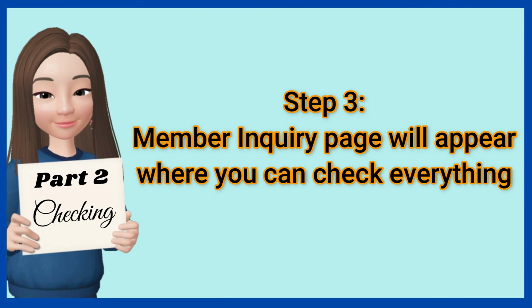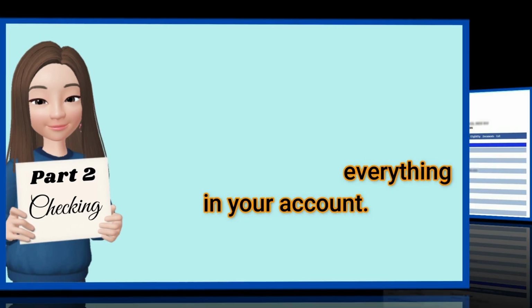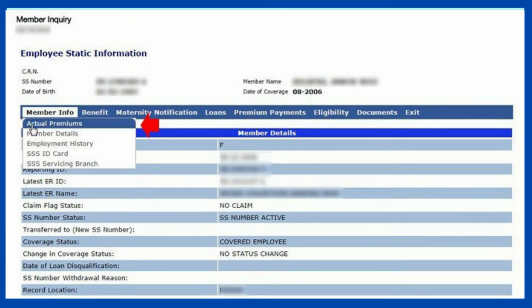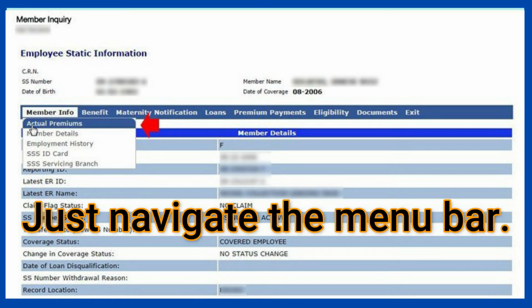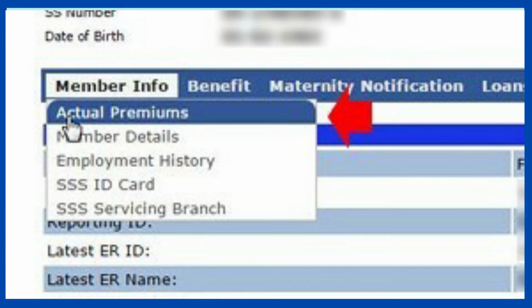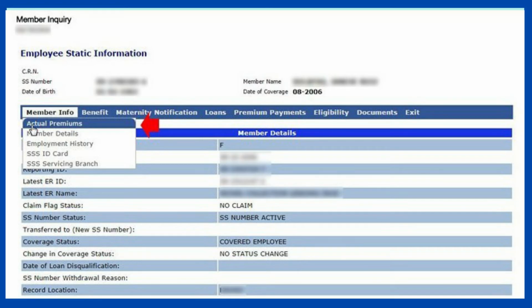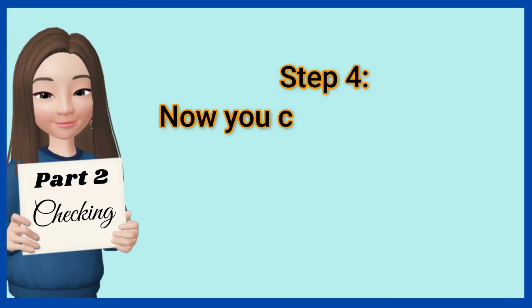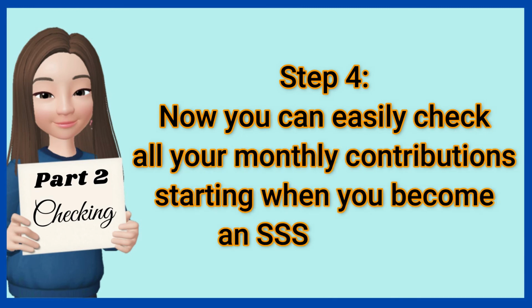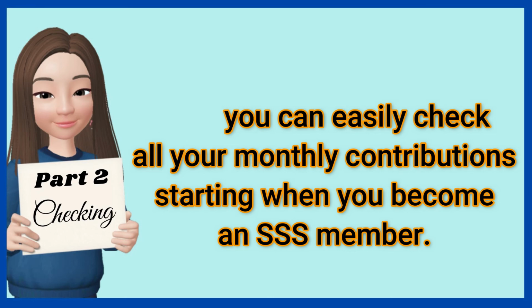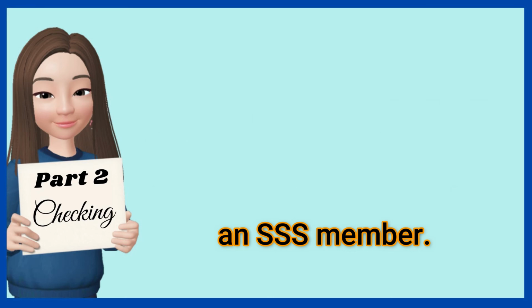Step 3. The Member Inquiry page will appear where you can check everything in your account. Just navigate the menu bar, for example, actual premiums. Step 4. Now you can easily check all your monthly contributions starting from when you became an SSS member.